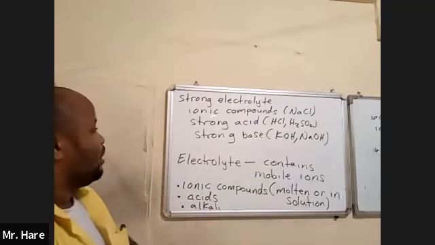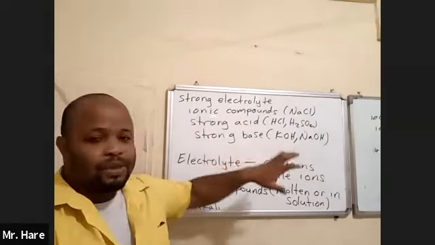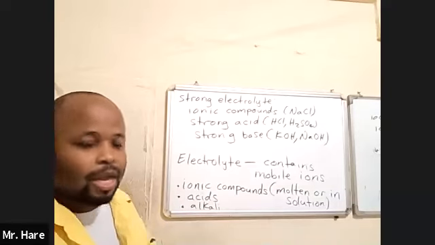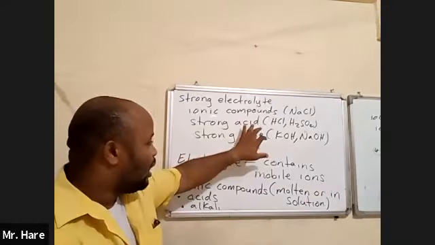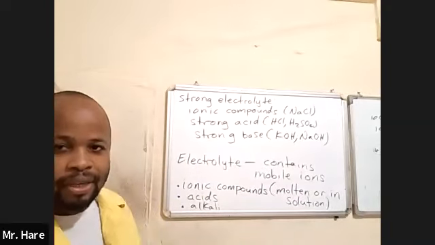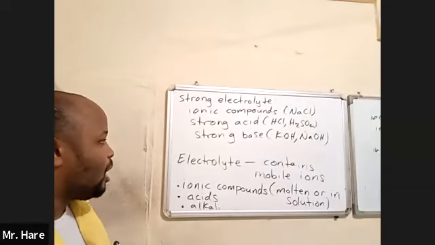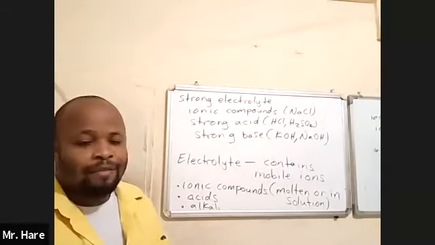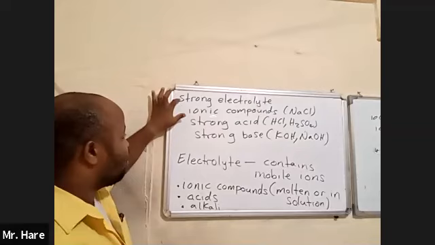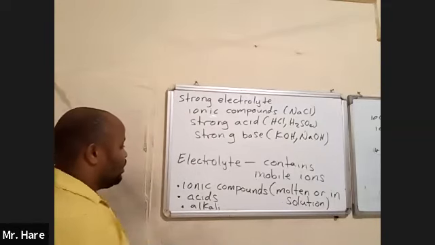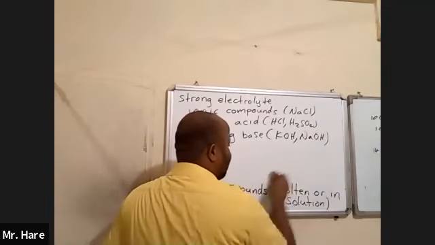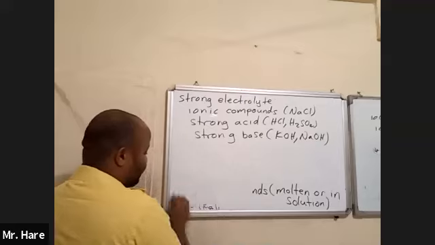Your strong electrolytes dissociate completely, so you will have a lot of ions present in your solution. A strong acid or a strong base dissociates or ionizes completely in solution, which means you will have a lot of ions present. So these are your strong electrolytes, and weak acids will be your weak electrolytes.